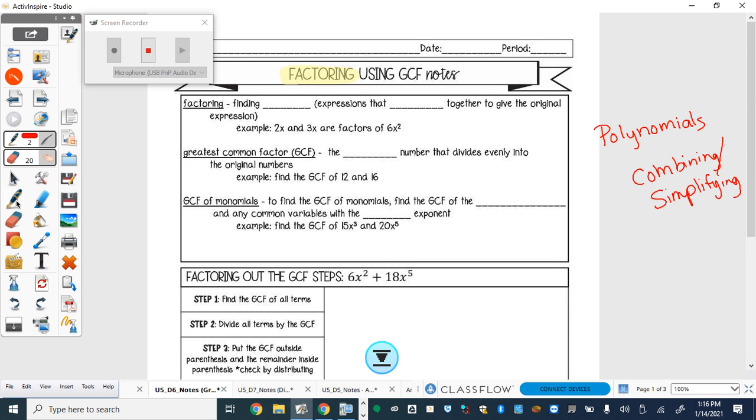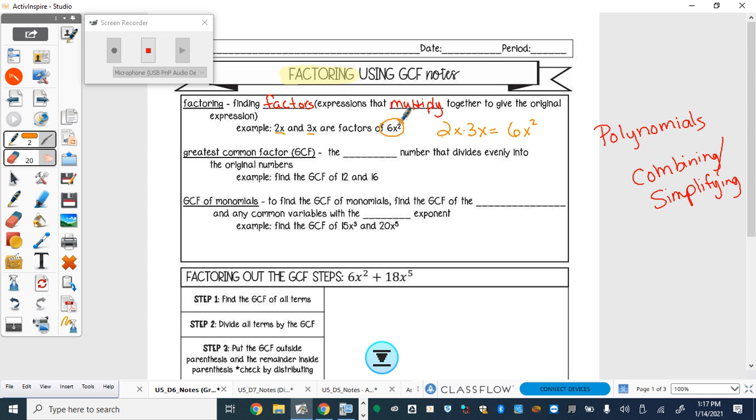So factoring means that we're finding factors, which are expressions that multiply together to give the original expression. So we're breaking it apart, almost kind of like division, so that we can figure out the two expressions that end up getting multiplied together to give you where we started. So for example, 2x and 3x. If I multiply those together using our rules, 2 times 3 gives me 6. x times x would be x squared. So 2x and 3x are the factors of 6x squared.